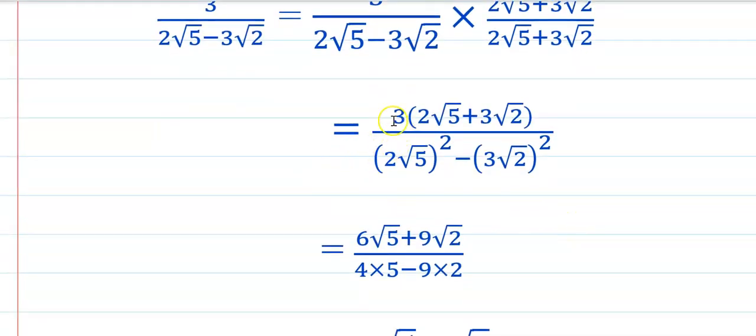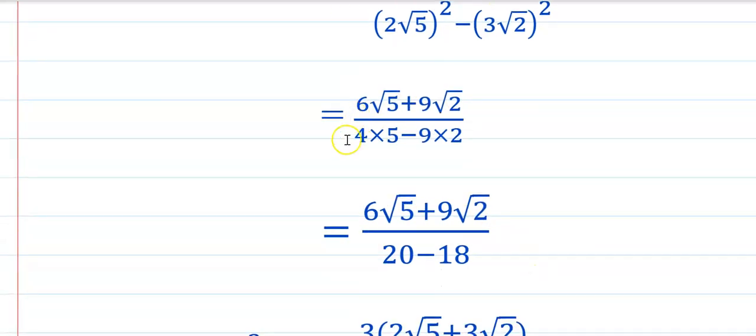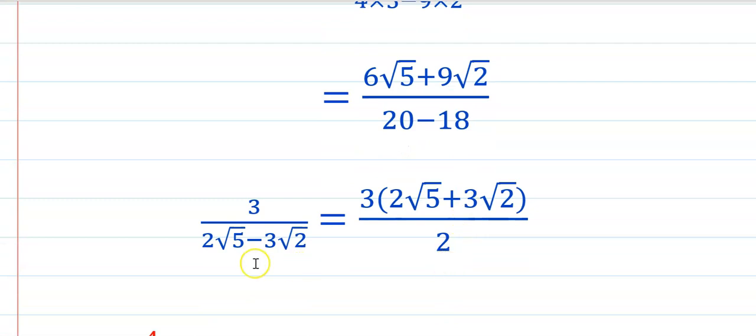And in this way, you will get the product 3 into 2, 6 root 5, 3 into 3, 9 root 2. And in this way, the square of 2 root 5: the square of root 2 is 4, the square of root 5 is 5. Minus the square of 3 is 9, the square of root 2 is 2. And in this way, 6 root 5 plus 9 root 2. 4 into 5 is 20, 9 into 2 is minus 18. 20 minus 18 equals 2. And in this way, the denominator is rationalized.